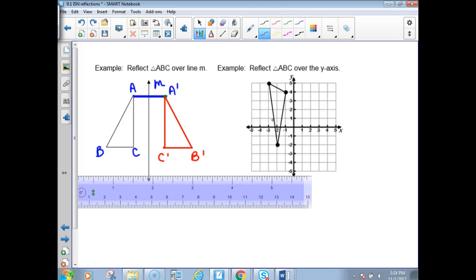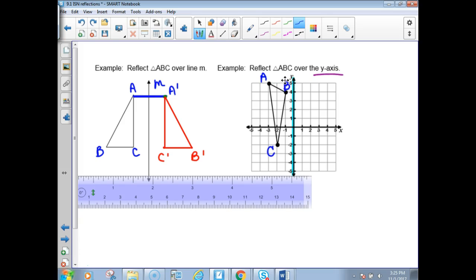It's a lot easier when you do it on a grid, isn't it? Okay. So if we're going to go over the y-axis, we want to remind ourselves that the y-axis is the vertical axis right here. And I'm going to reflect over the y-axis. Did I go too fast? So from the y-axis, this first, oh, we got to get this thing labeled, ABC.